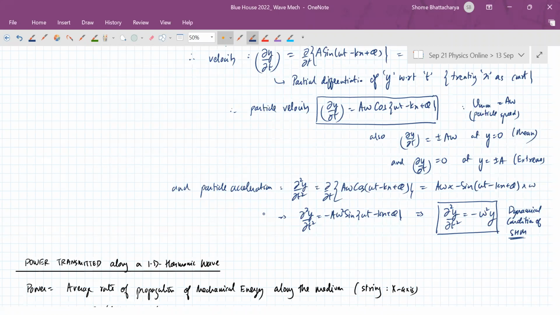Sir, in particle acceleration, what is that second in last? A omega? Which one? A omega cos omega t minus kx plus phi. We are differentiating that. So it will become a omega multiplied with minus sine omega t minus kx plus phi multiplied by omega. Right? Yes, sir.